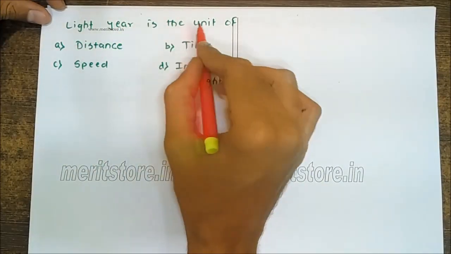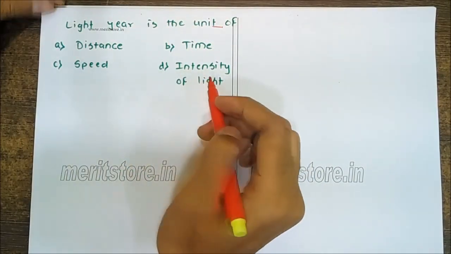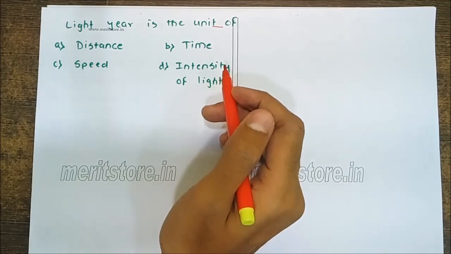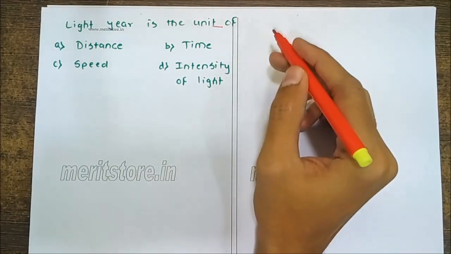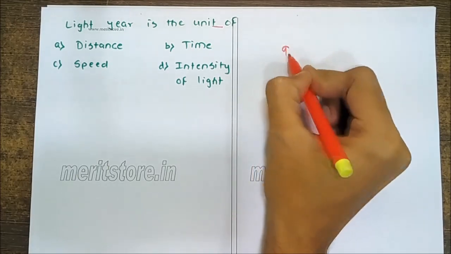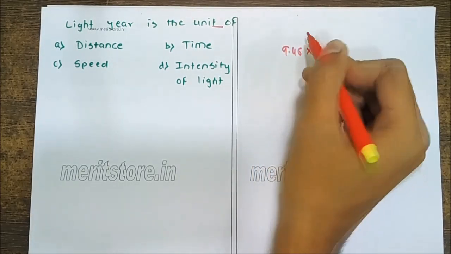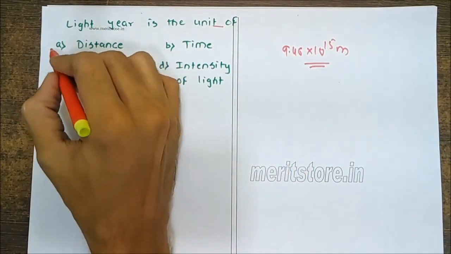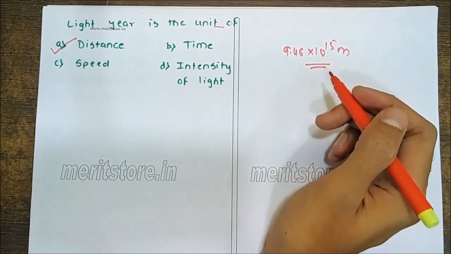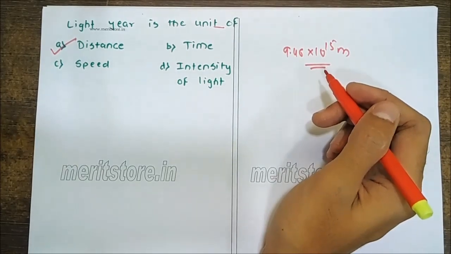Light year is a unit of distance, time, speed, or intensity of light. Light year is nothing but the distance traveled by light in 1 year. So that is around 9.46 into 10 raised to 15 meters. So light year is a unit of distance. Okay, so A is the correct option.